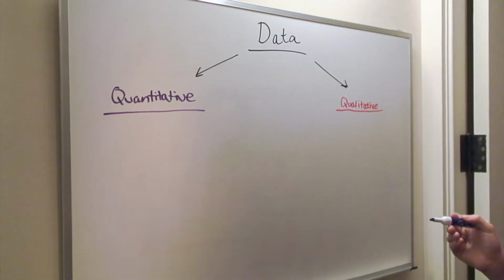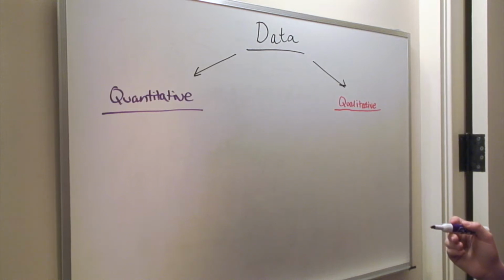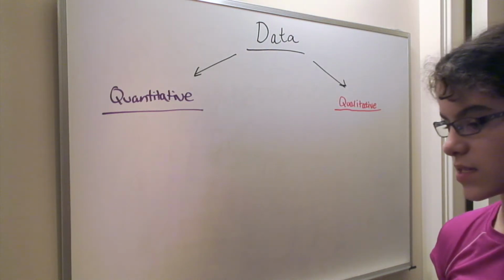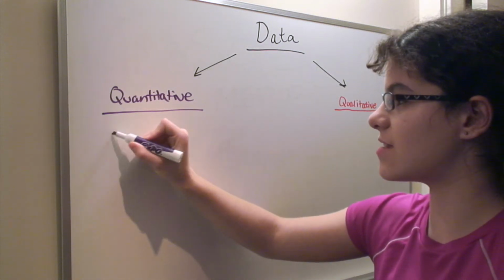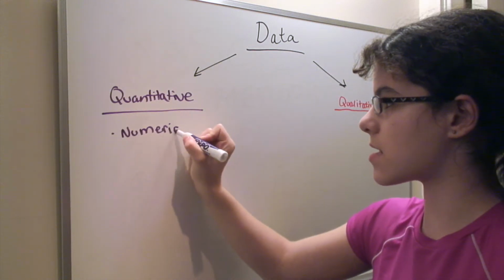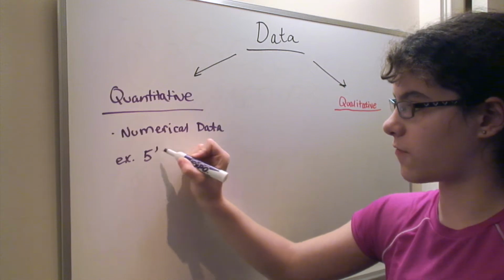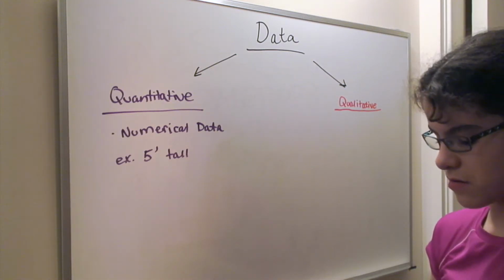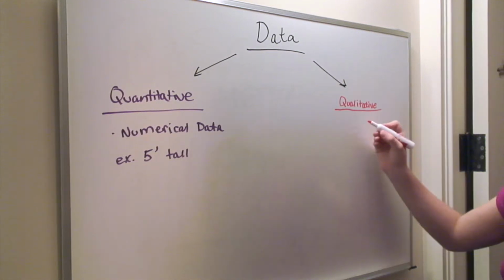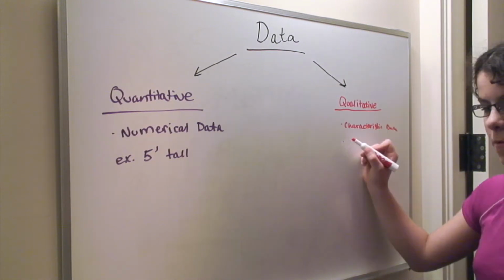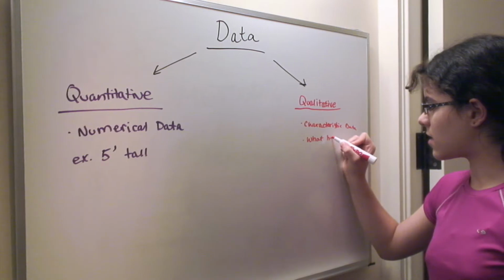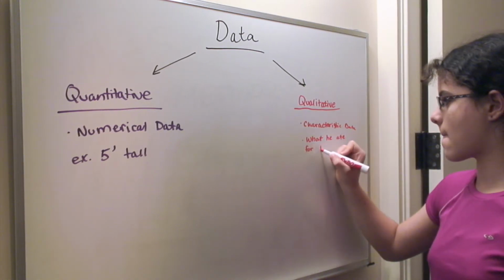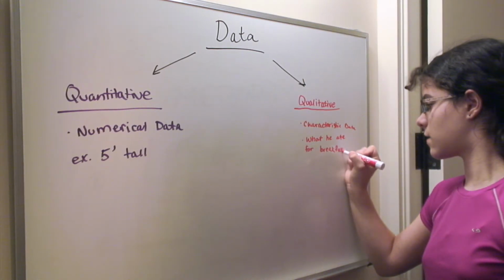Okay, so there are 2 different kinds of data. The first one is quantitative, and that is numerical data. For example, the runner was 5 feet tall. That is quantitative data. Qualitative data is the characteristic. For example, what he ate for breakfast.